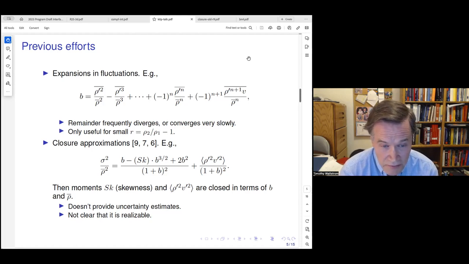A second approach is to use closure approximations. I've written out just the general idea here. You would write sigma squared on the left, and on the right, you want to have an expression that just involves B and rho bar. And this is just a mathematical identity, actually. It involves a couple of moments. One is the skewness, the third order moment. And then that moment way over there on the right is a fourth order moment. And these are closed in terms of B and rho bar, and that gives you your closure approximation.